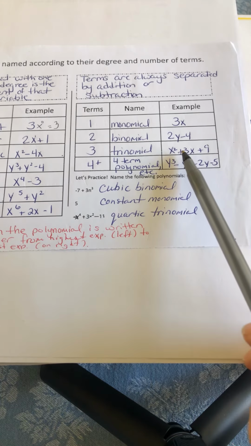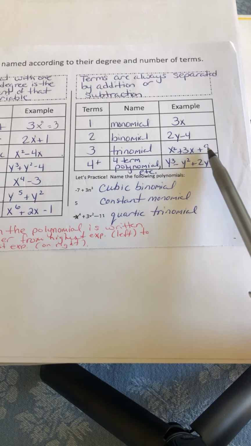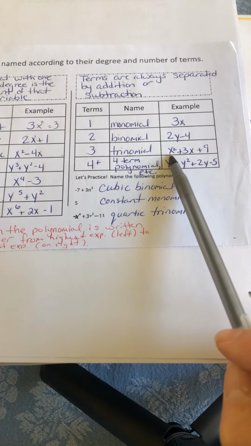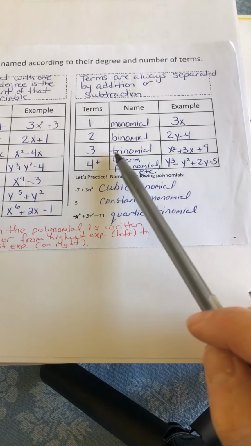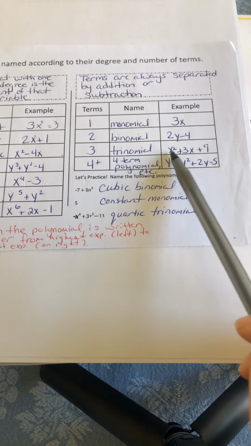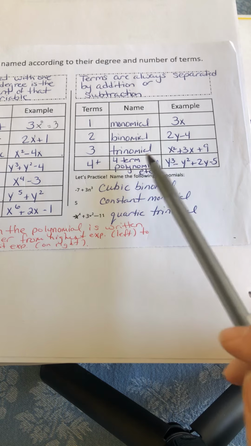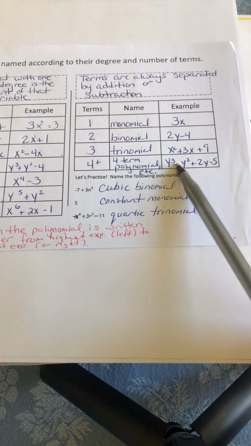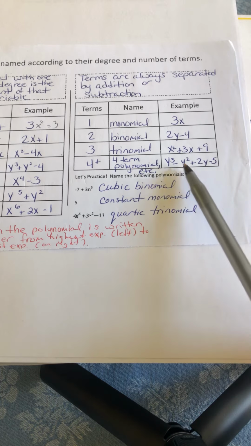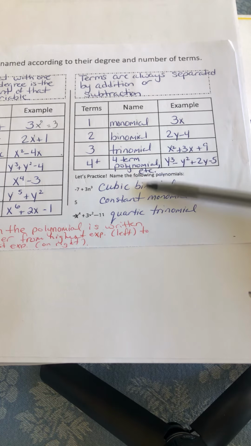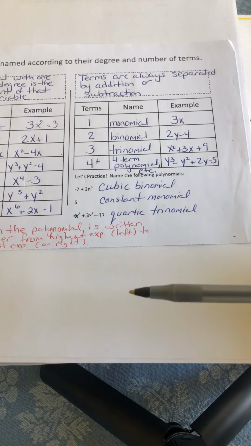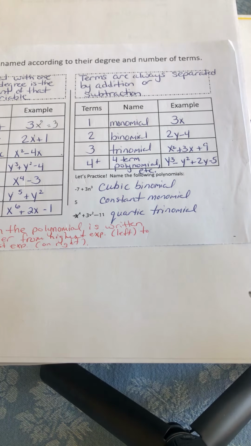On my next example here, x squared plus 3x plus 9, I have 3 terms. Think about 3 wheels on a bicycle, a tricycle, or trinomial. Okay, 3 terms. And on the next example, I have 4 terms. So anything above 3 terms, we just call it a 4-term polynomial or a 5-term polynomial or a 6-term polynomial.